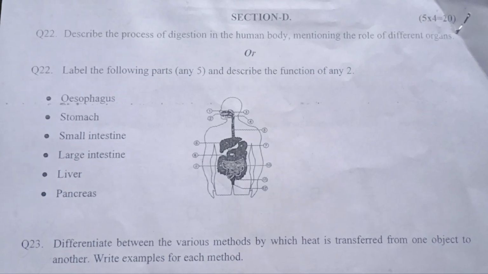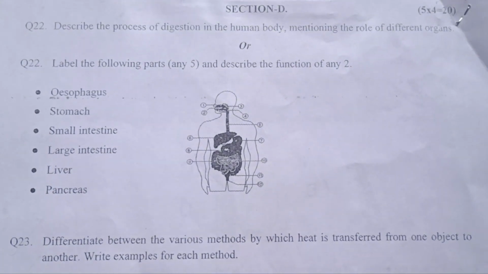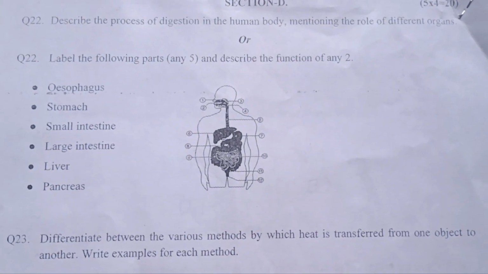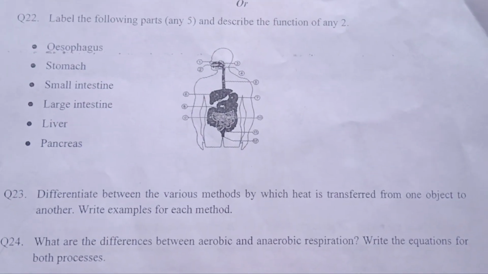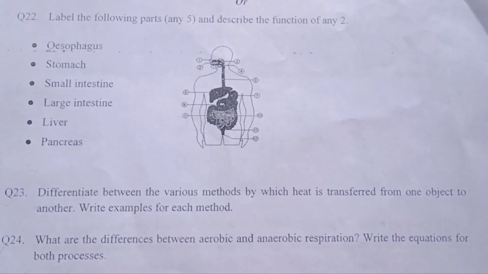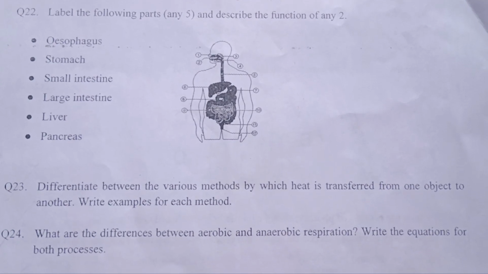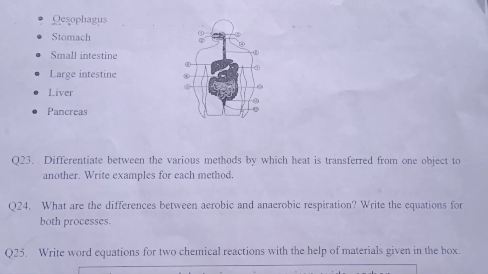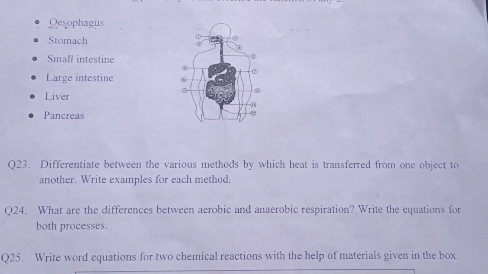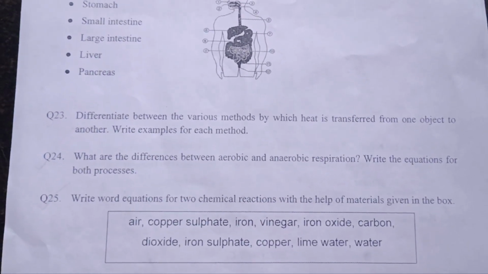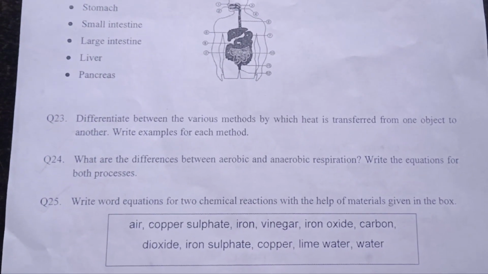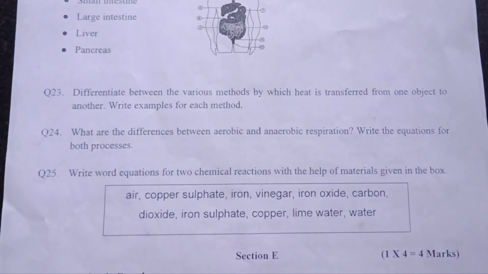Differentiate between the various methods by which heat is transferred from one object to another. Write examples for each method. What are the differences between aerobic and anaerobic respiration? Write the equations for both the processes. Write word equations for two chemical reactions with the help of materials given below. So some materials are given in the box. You have to make two chemical reactions.